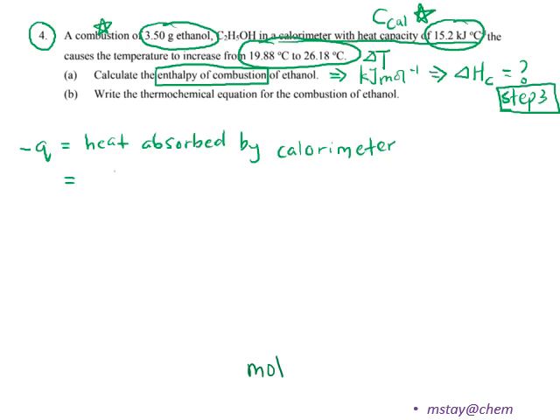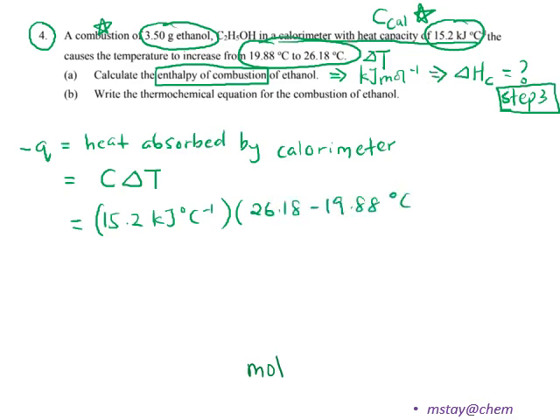The information about the calorimeter is the heat capacity of the calorimeter, capital C. So we are going to calculate C delta T. The C given in the question is 15.2 kilojoule per degree Celsius, and then we multiply with the change of the temperature. Per degree Celsius and degree Celsius can be cancelled out. When we press the calculator, the answer is 95.76 kilojoule. So we already settled step 1. Now we're going to proceed to step 2.